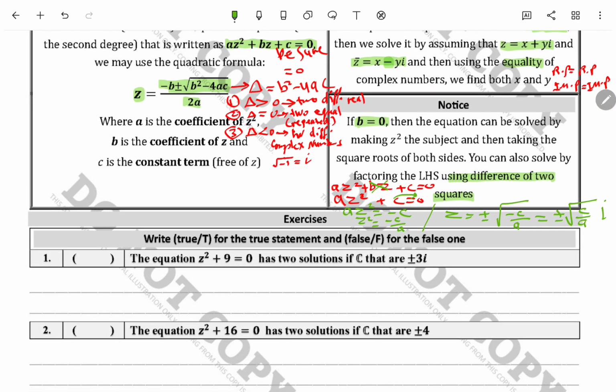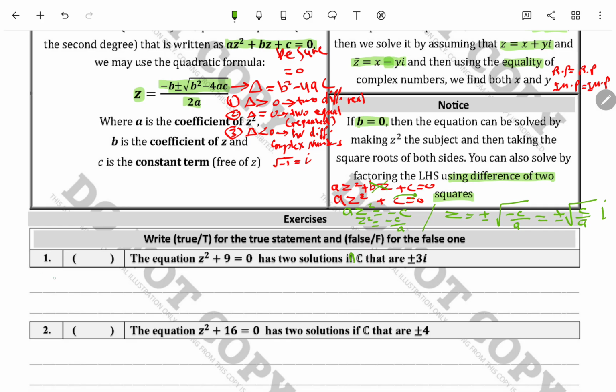Let's start now the first question, and before we read the question, write T for the true statement and F for the false one. The first question is: the equation z squared plus 9 equal to 0 has two solutions in complex number set C that are plus and minus 3i.